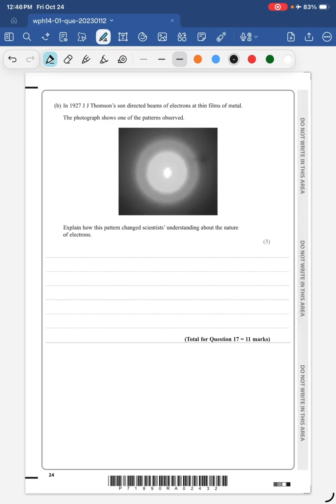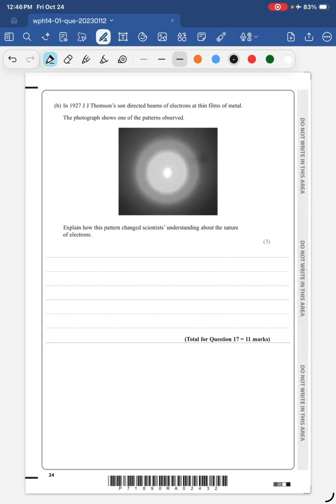Part B. In 1927, J.J. Thomson's son directed beams of electrons at thin films of metal. The photograph shows one of the patterns observed. Explain how this pattern changed scientists' understanding about the nature of electrons.